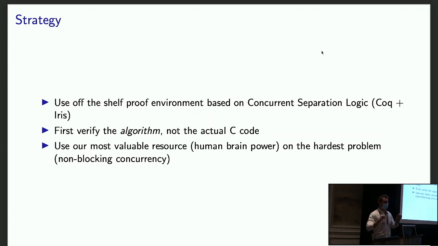I'll get into what I mean by that in a second, but the rationale was that we had a limited amount of human brain power, and we wanted to use it on the most difficult problem, which is basically verifying the business logic, and non-blocking concurrency is already very complicated, so we didn't want to get into verifying translations between C and HeapLang, which is the language we use within Iris.